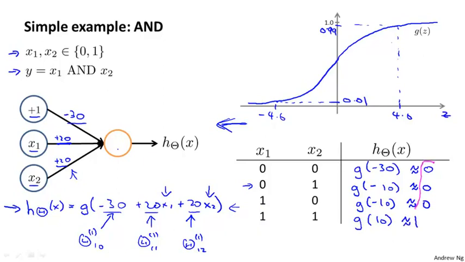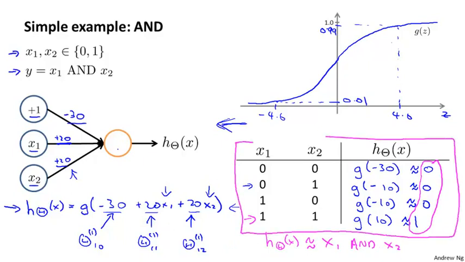And if you look in this column, this is exactly the logical AND function. So this is computing h of x is approximately x1 AND x2. In other words, it outputs 1 if and only if x1 and x2 are both equal to 1. So by writing out our little truth table like this, we managed to figure out what's the logical function that our little neural network computes.